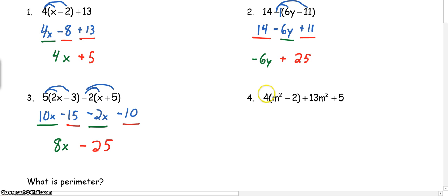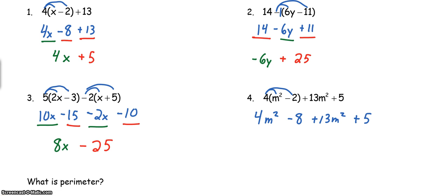Number 4 to distribute. There's only one set of parentheses and the 4 in front, so we're going to distribute a 4. 4m squared minus 8, and then rewrite our other 2 terms. 3m squared plus 13m squared plus 5. We don't distribute to those because they're not in parentheses.